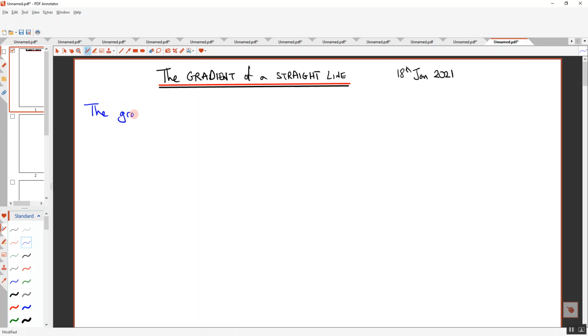the gradient of a line tells us how steep the line is.